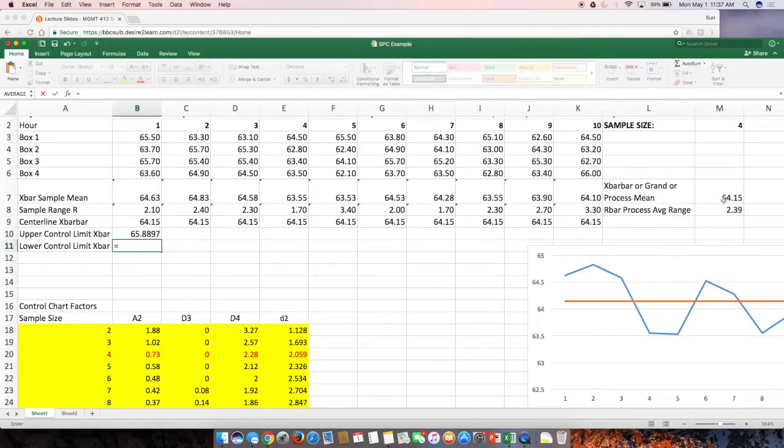The lower control limit is going to be my process mean or my grand mean minus A2 times R bar. Good. $M7 and then $M8. That should do the trick. 0.73, where does that come from? That comes from B20. I guess you can say it's $B20. It doesn't matter, but it's $B20.